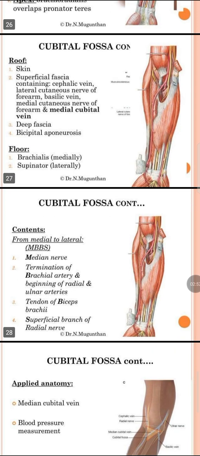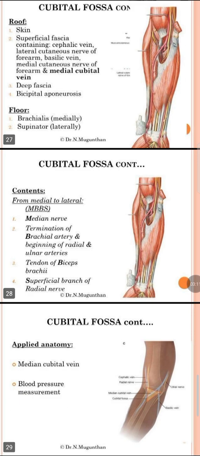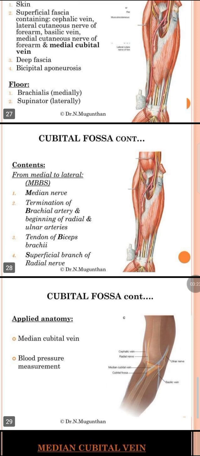What about the roof? The roof is simply composed of the skin and superficial fascia, which has the cephalic vein, lateral cutaneous nerve of the forearm, basilic vein, medial cutaneous nerve of the forearm, and median cubital vein. This is the median cubital vein, which is important for draining of blood, right? We also have the deep fascia and bicipital aponeurosis.